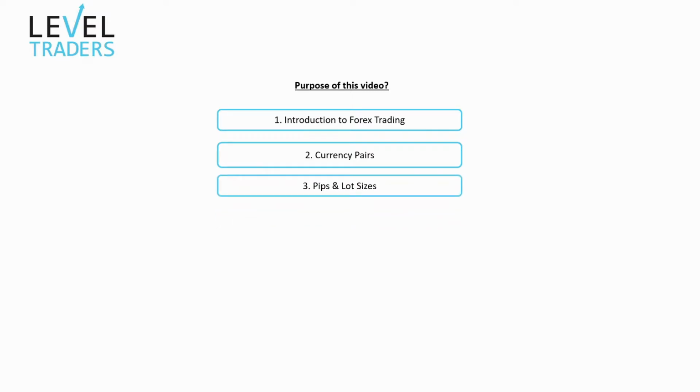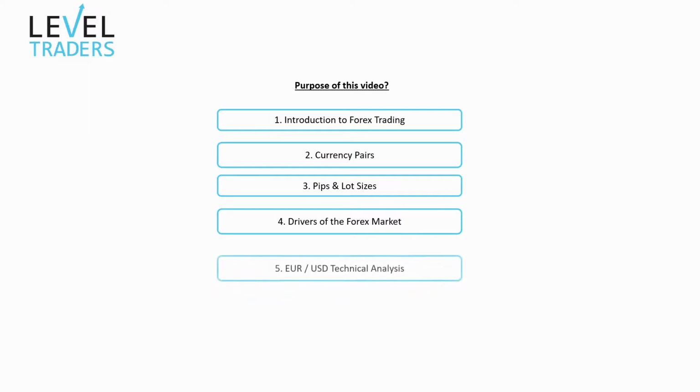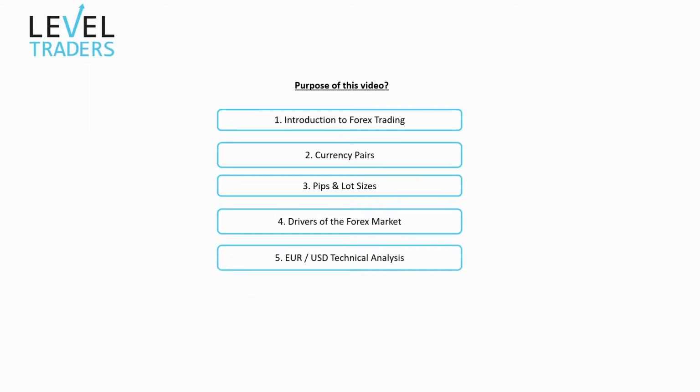I'll then move on to how you read price or a quote of a currency pair, including what the bid and ask is. I'll also explain what pip and lot sizes mean in Forex trading. I'll then follow this up, providing drivers of Forex markets and potential triggers that can move the price of a currency. And finally, I'll use the US dollar as an example to show you how technical analysis can be applied, and I'll provide my levels and thoughts on this. So that's what I plan to cover in today's video.